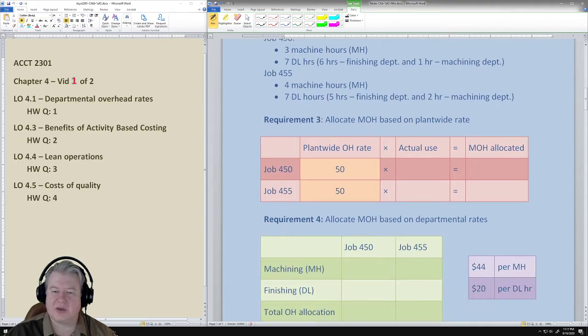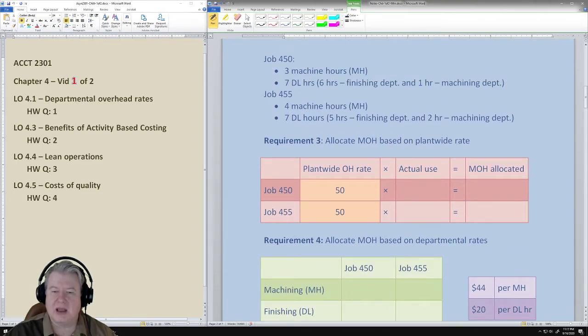Okay, so now that we have these rates, let's go ahead and look at them in the 2 different ways. Let's first allocate the manufacturing overhead according to just the one rate. The plant-wide rate is just the one group rate. So we pull down the 50 that we just calculated, and we look at the actual use.